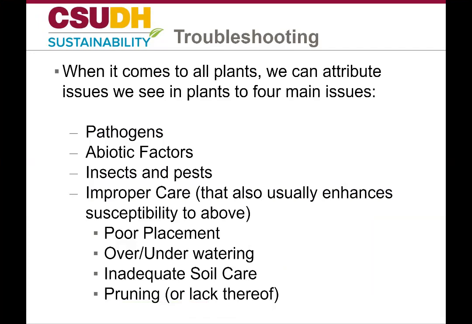So when it comes to all plants, we can attribute issues that we see in plants to about four major issues. First being pathogens, second being abiotic factors, third being insects and pests, and fourth, improper care that usually also enhances the susceptibility to the problems. And that can include things like poor placement, over/underwatering, inadequate soil care, and pruning or lack thereof. So let's go through that.